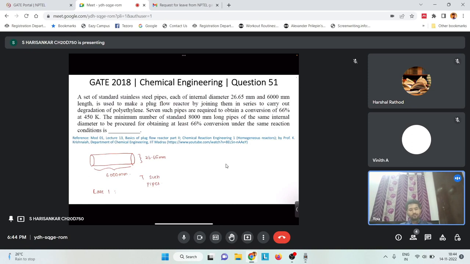Now what they are asking is, if instead of this stainless steel pipe, they use a pipe having the same inner diameter but different length, which is 8000 mm, but everything else is the same. So basically the inner diameter will be 26.65 mm, and even the reaction conditions and the reaction, everything is same, even the conversion is also same. So what we want to find is how many of such 8000 mm long pipes will be required to achieve at least the same 66% conversion.